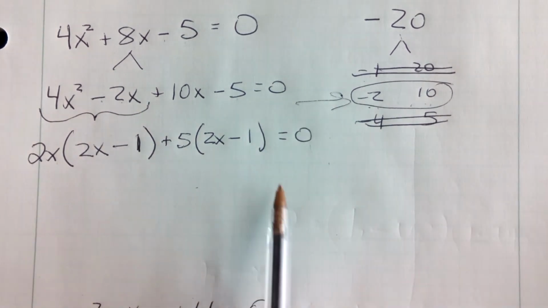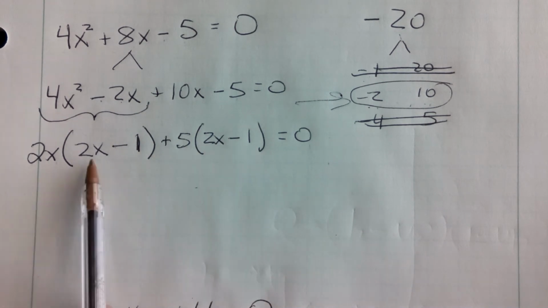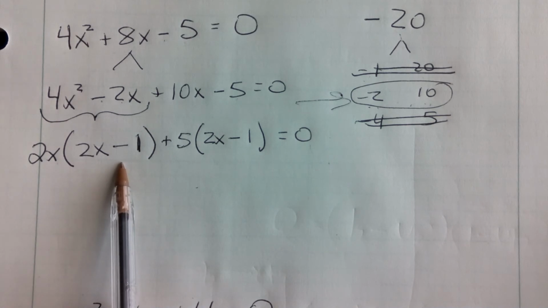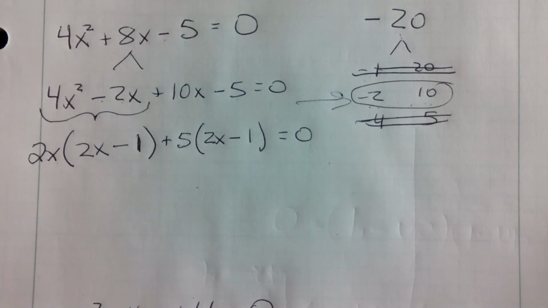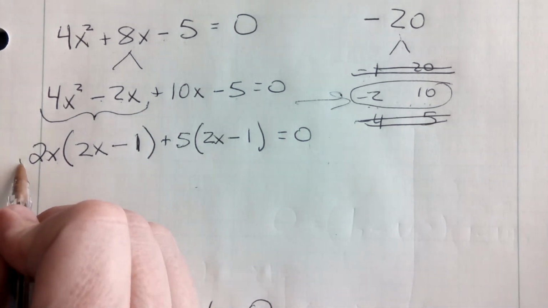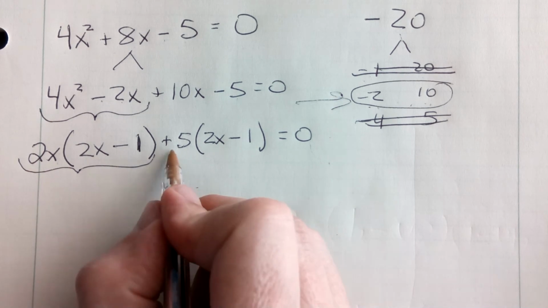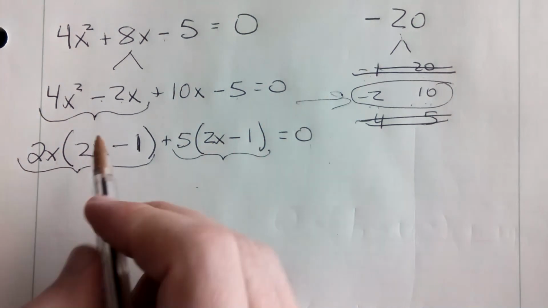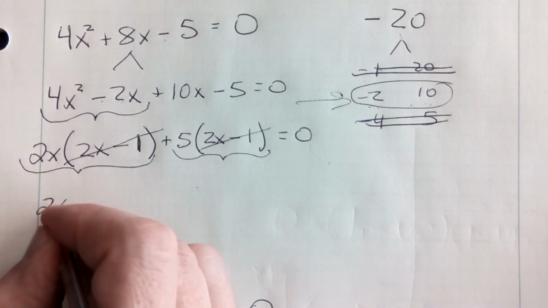Now, if you've done the process correctly, you should look at this 2x minus 1 in parentheses and this 2x minus 1 in parentheses, and they should be the same. Now I'm going to factor that away from the 2x and the 5. This is the part that's very confusing for students. So I want you to think of this as a single term, because it's a product of two things, added to this single term. I'm going to factor away the parentheses.